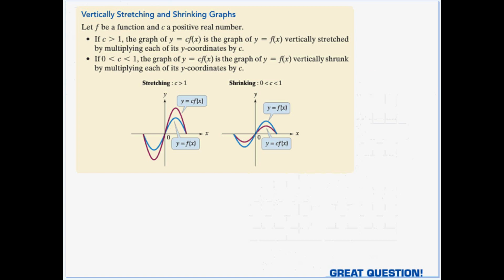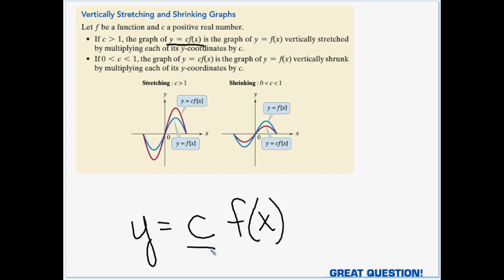So here it is described in the book. Let f be a function, c is a positive number, and I'm just going to copy this at the bottom. They have y equals that some number c times f of x. Now if this c value is greater than 1, the graph will be stretched out. You multiply all the y coordinates by the c value. If c is a number between 0 and 1, if it's a fraction, that means your graph is going to be vertically shrunk. You'll also multiply the y coordinates by whatever that c value is.